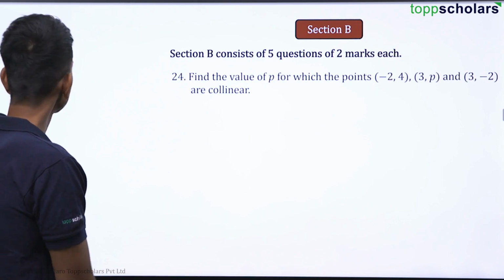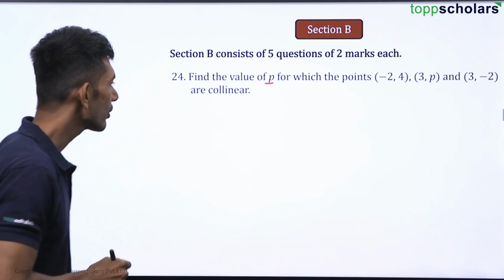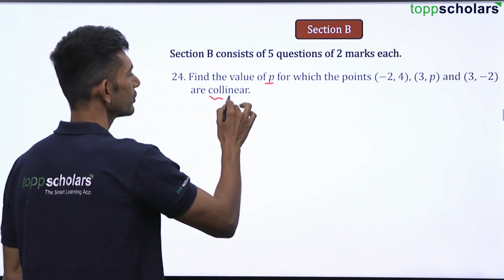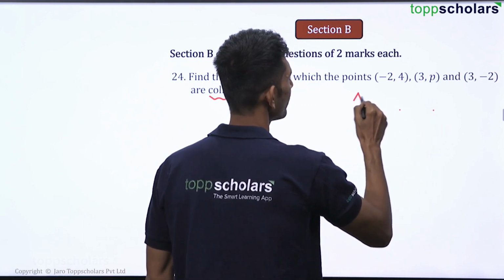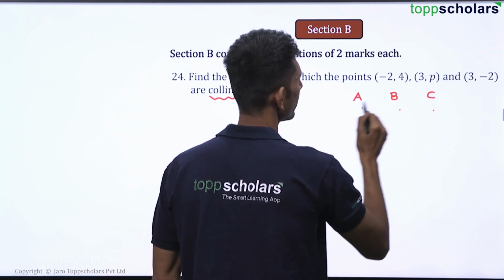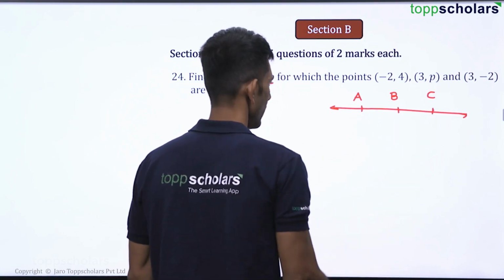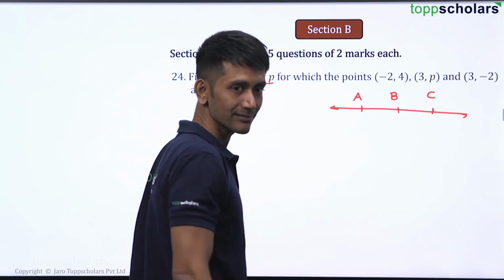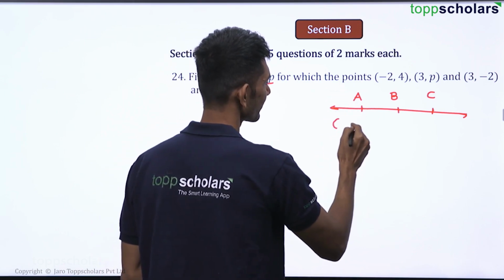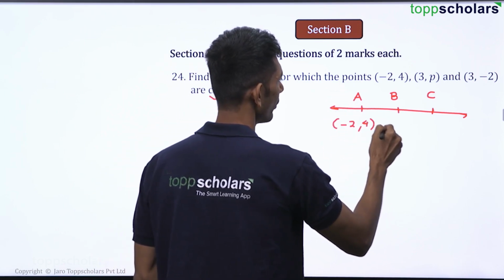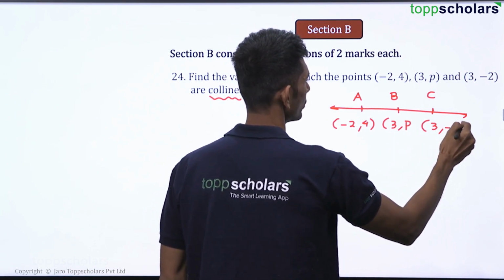So let's have a look at a new question. It says find the value of P for which the points are collinear. Collinear means what? The points lie on the same line. So if I have 3 points A, B, C, the 3 points are given: minus 2 comma 4, 3 comma P, 3 comma minus 2.